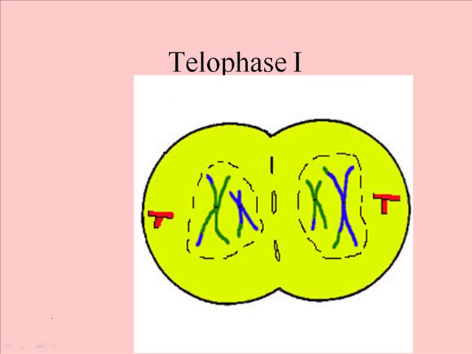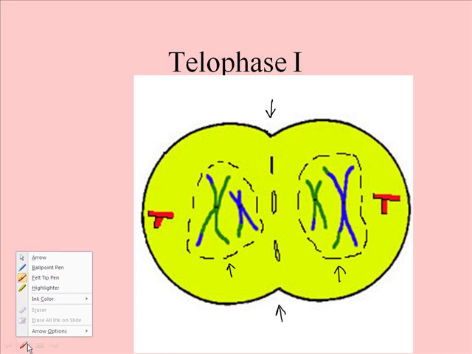So here's telophase one, where the two new cells split apart, and we have the formation of a new nuclear membrane around the chromosomes in one cell, and a new nuclear membrane around the chromosomes in the other. So now the cells are haploid. This is the formation of your gametes, or your sex cells.